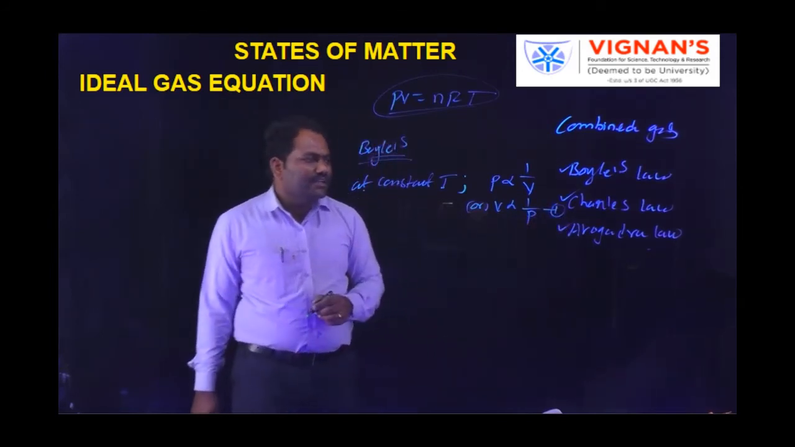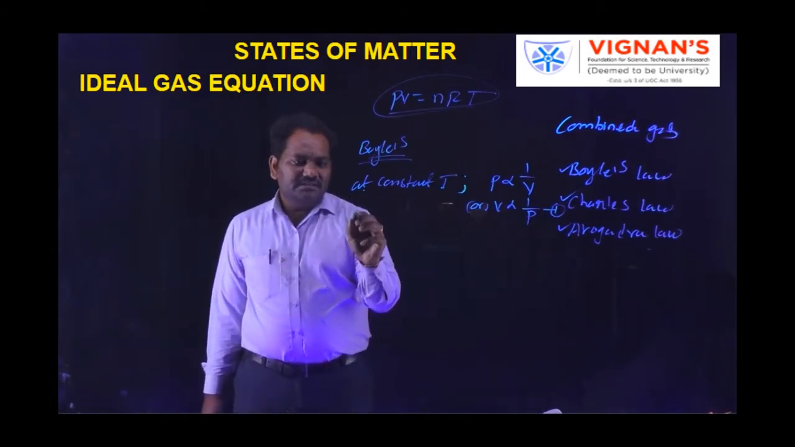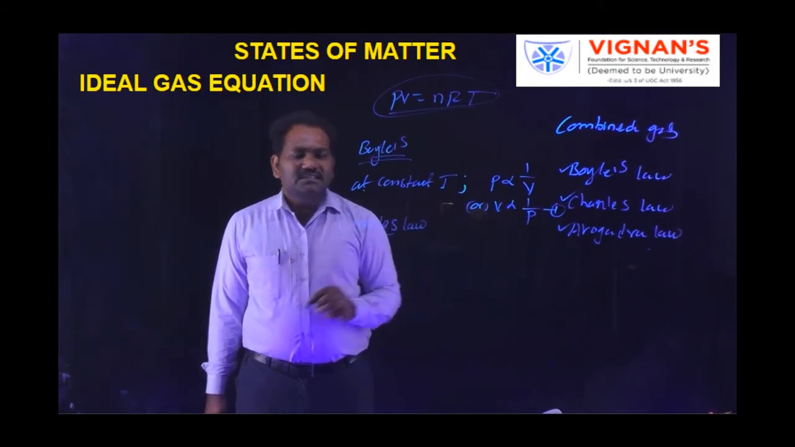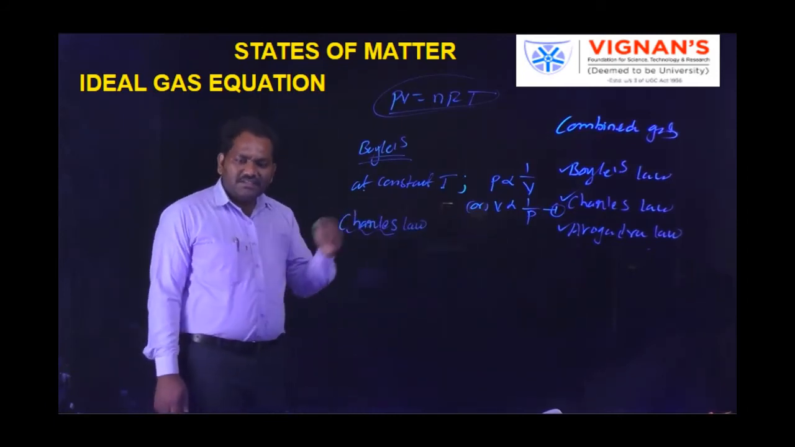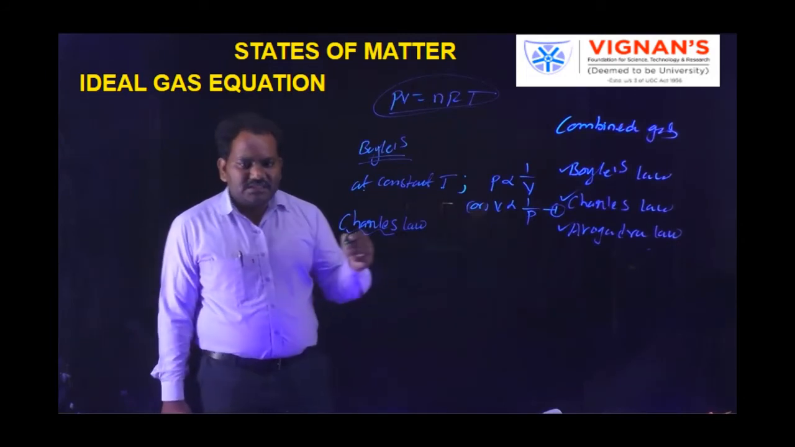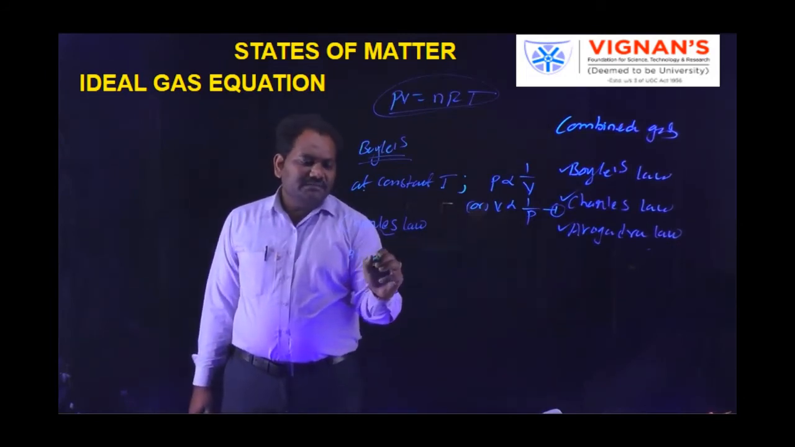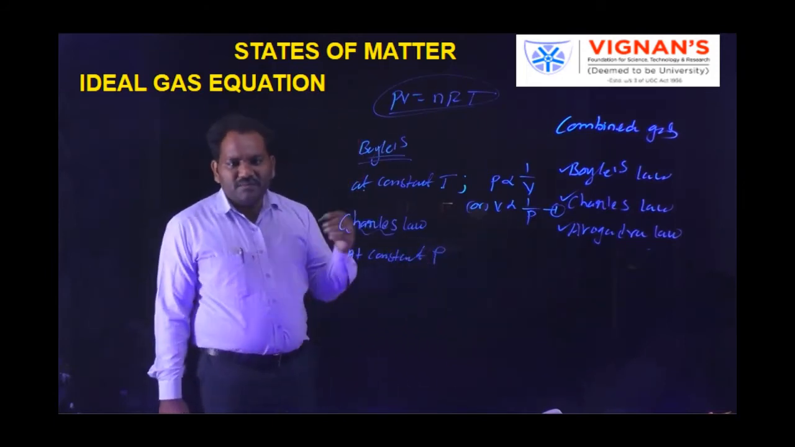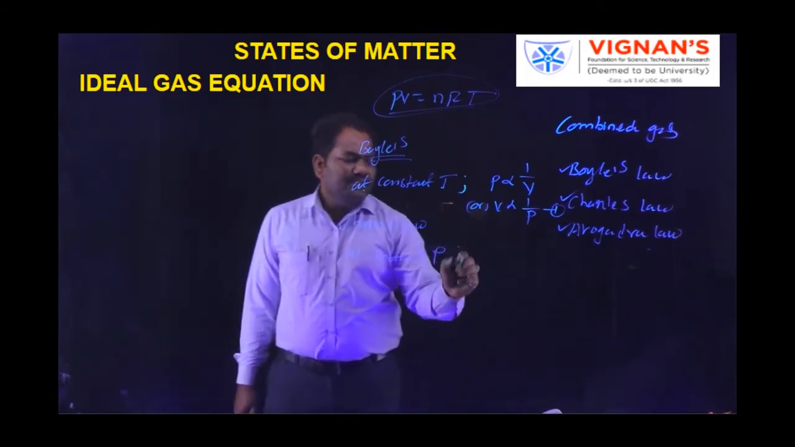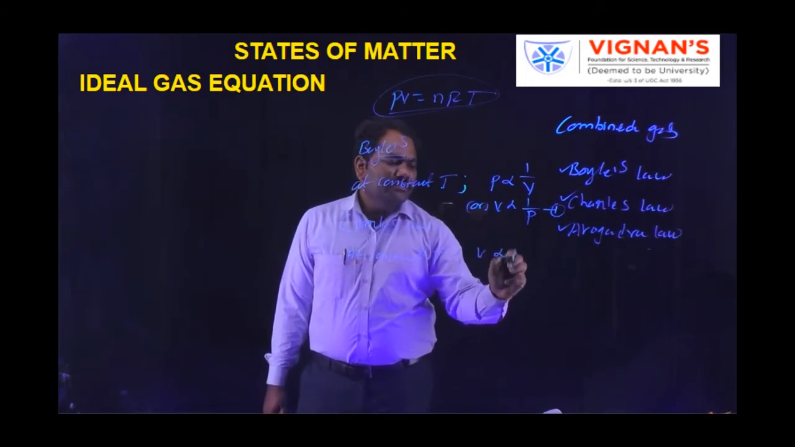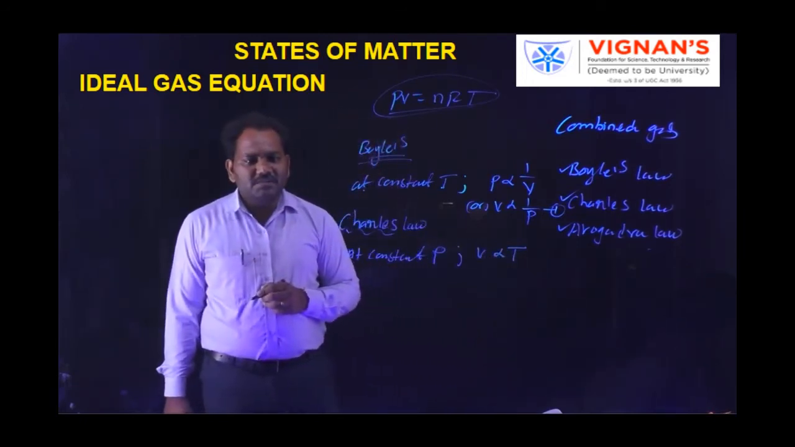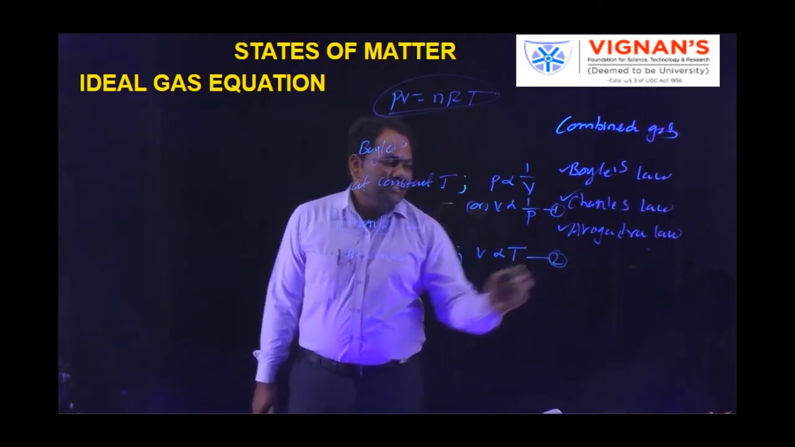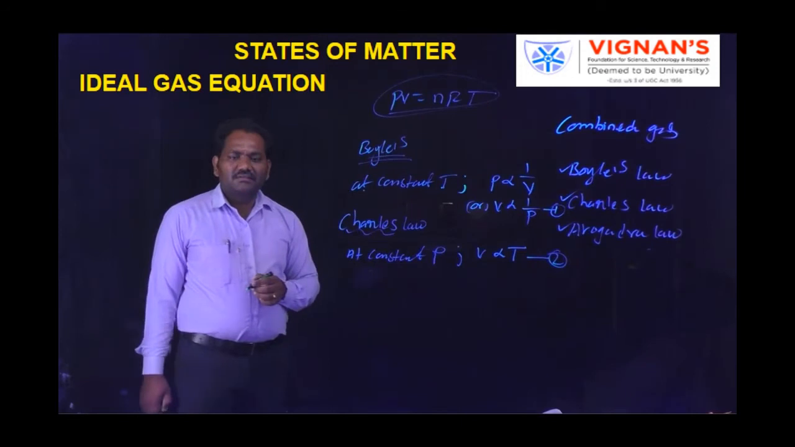And the second one is according to Charles' law. According to this law, at constant pressure, the volume of a gas is directly proportional to temperature. This equation is considered as the second equation.